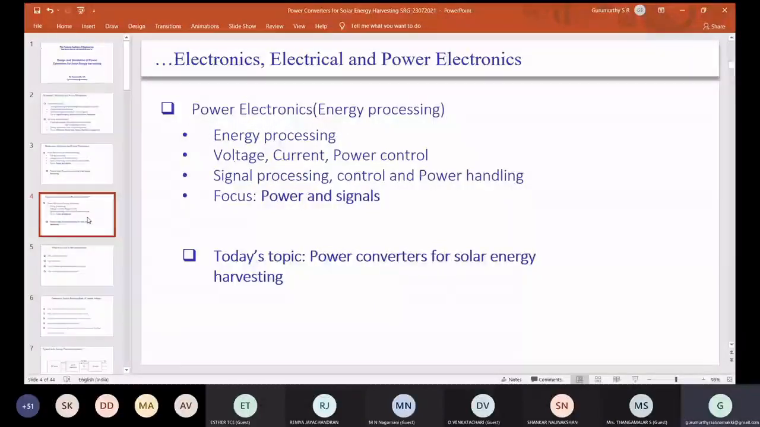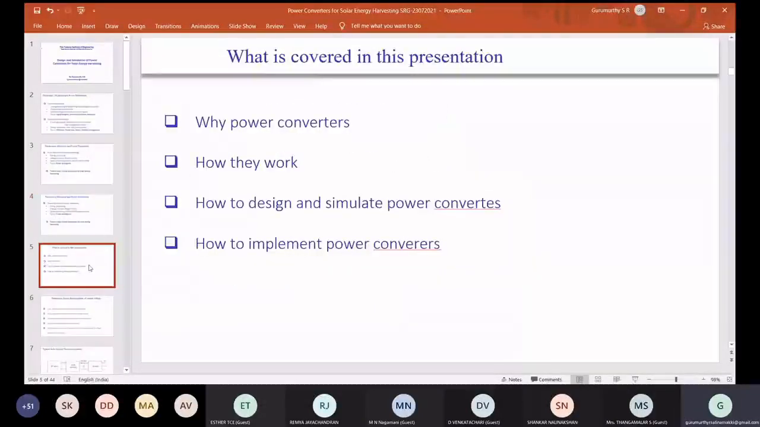Okay, so what is covered in this presentation. Now we are going to discuss the power converters. Why power converters are required in this energy processing industry, and how the power converters work, the basic principle of working, and how to design the various components of the power converters and simulate them. Then finally, how to implement these power converters. So these are the basic things which are covered in this presentation.